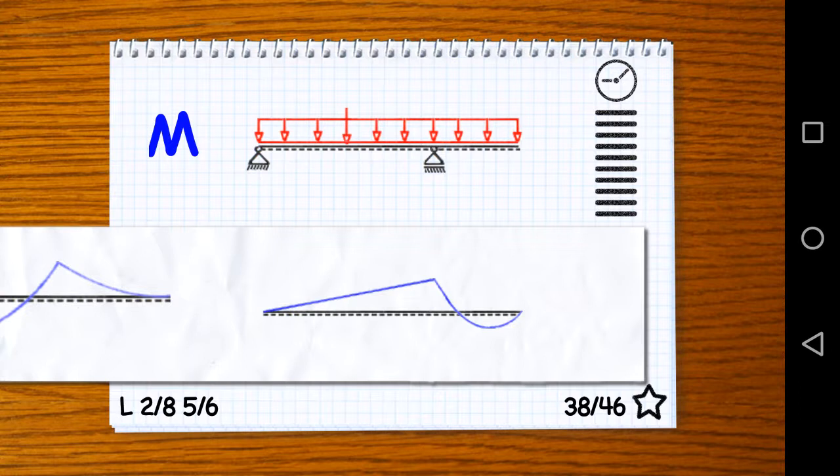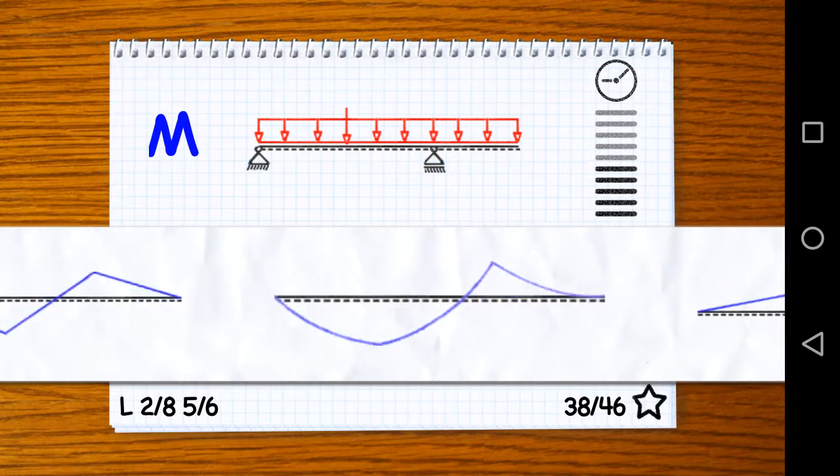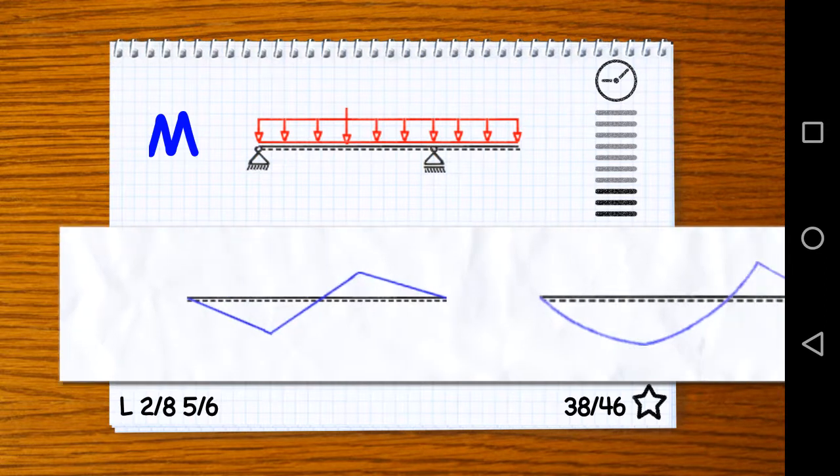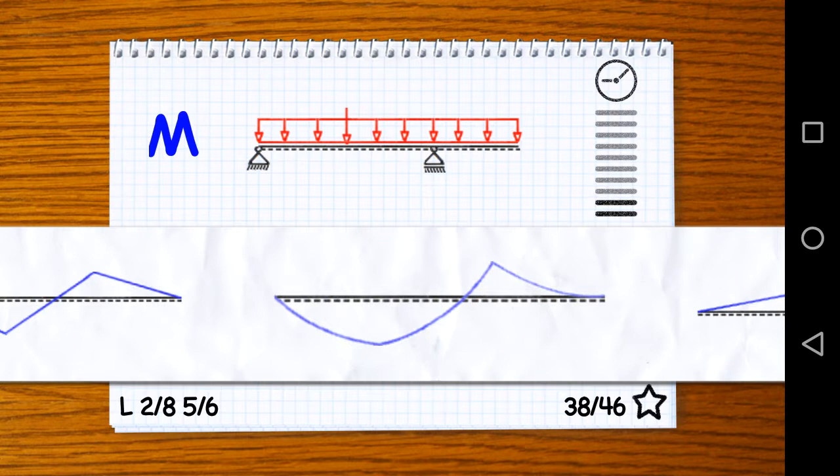Distributed load here, so we need to have a quadratic bending moment. Of course, we're also going to have a little jump, like a sudden change in the slope of the moment because of that single load between the two supports. So this one has a part that's completely linear. It can't be because of the distributed load. This one is exactly what we need with the sudden change. You can see that knick there in the middle. That's right. This one is completely linear. Is wrong. So here's the right answer in the middle.